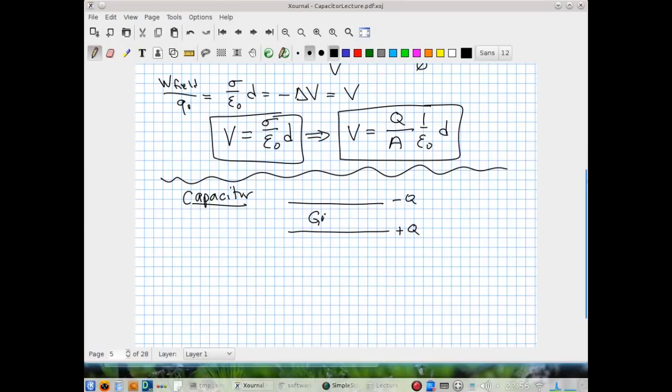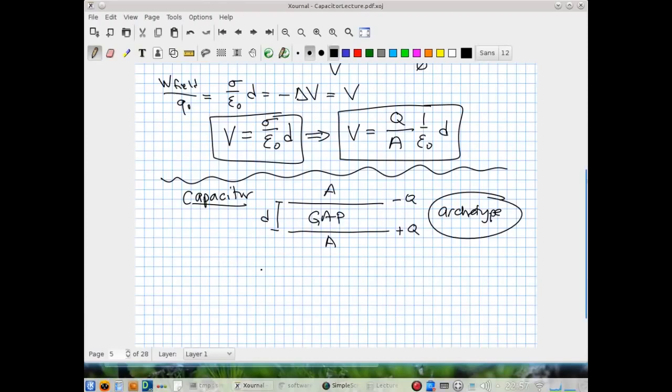So here you have a gap. So far we have had a gap filled with absolutely nothing. That is not even air, just empty space or vacuum. On one side of the gap we have a positive charge plus Q. On the other side of the gap we have a negative charge minus Q. Each of these plates has the same area A, and they're separated by a distance D. And this is the archetype for the capacitor.